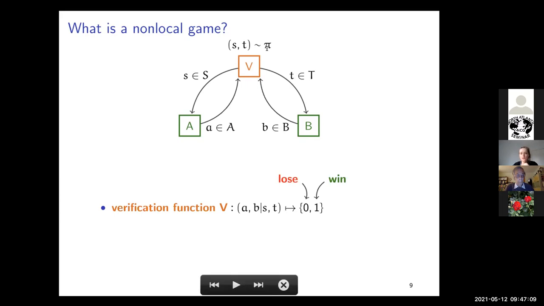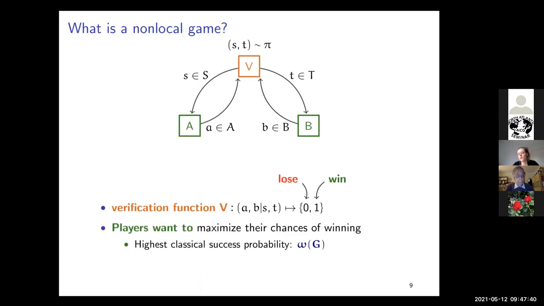And now this probability distribution pi and this verification function V are known to Alice and Bob before the start of the game, so they could try to agree on some strategy that allows them to maximize their chances of winning. However, remember there was this wall between Alice and Bob, so they cannot talk to each other after they've gotten these questions, which essentially means that Bob doesn't know what S Alice was asked, and Alice doesn't know what T Bob was asked. All right, and then what the players want to do is maximize their expected chances of winning. Okay, so the expectation would be over this pi or any kind of local or shared randomness that Alice and Bob might have.